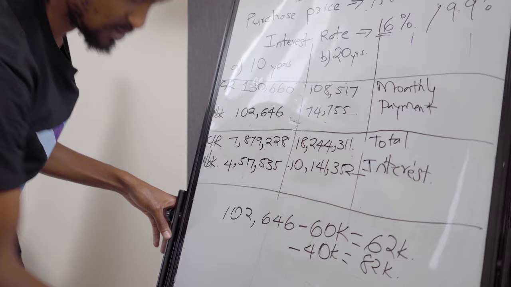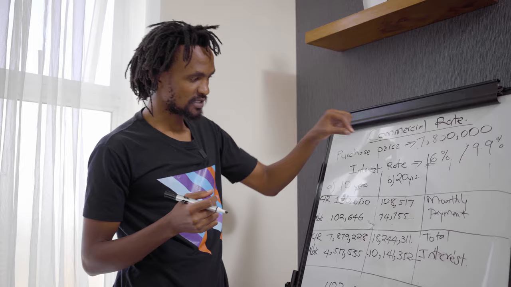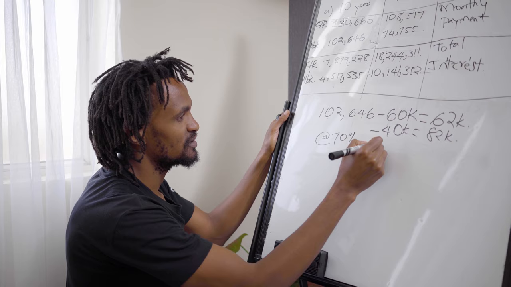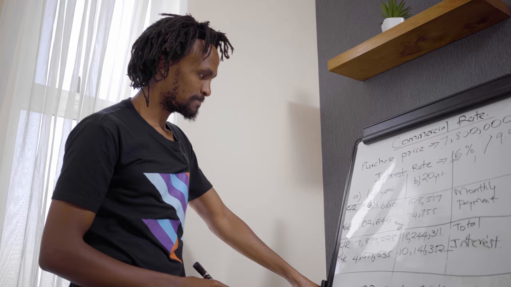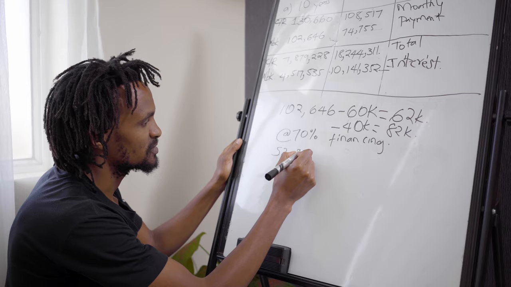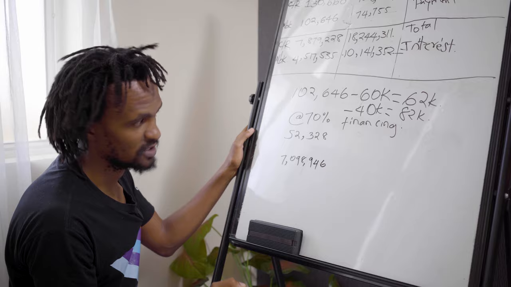You remember the scenario we did for 30% down payment? Let's try it. Will it reduce? Will it increase? So Nyumba Bila Kiulizo with a 30% down payment, so 70% financing. Now the monthly payment comes down to 52,328, and the interest is 7 million, 098,946. This is 20 years though, right? Yes, that is 20 years.